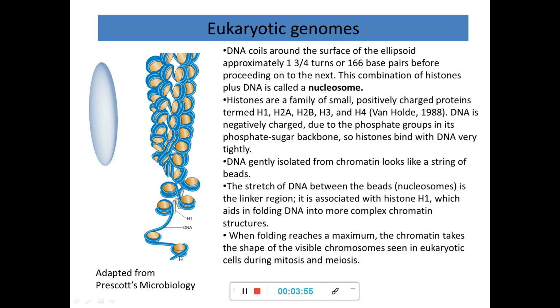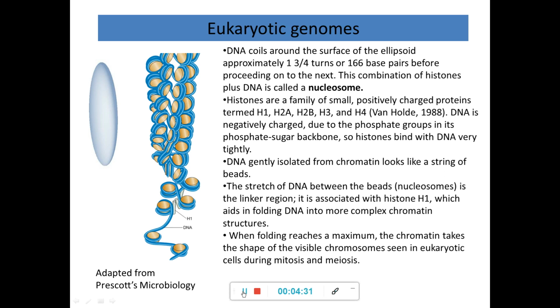Among these, the histones H2A, H2B, H3 and H4 form an octamer. What is an octamer? An octamer is something made up of 8 proteins. In this case, H2A, H2B, H3 and H4 join in pairs: 2 H2As, 2 H2Bs, 2 H3s and 2 H4s join together to form an octamer. And around this octamer, the DNA gets wound.